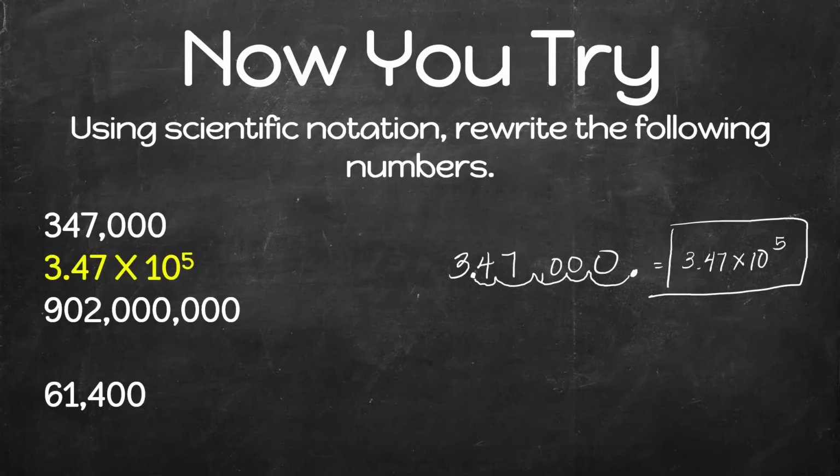Another example, 902 million. So, lagay ko na lang dito. From here, 1, 2, 3, 4, 5, 6, 7. Hindi pa tayo hihinto kasi si 90 mas mataas pa rin yan kay 10. And then 10. So, we have 9.02 times 10 raised to 8. 8 kasi, bilang tayo ulit, 1, 2, 3, 4, 5, 6, 7, 8, kasi 8 yung naging movement natin. And then positive siya kasi pinaliit natin yung number. From bigger number, pinaliit. Next, 61,400.